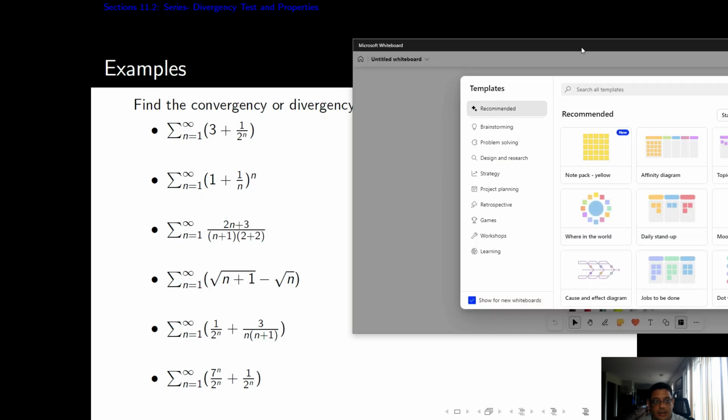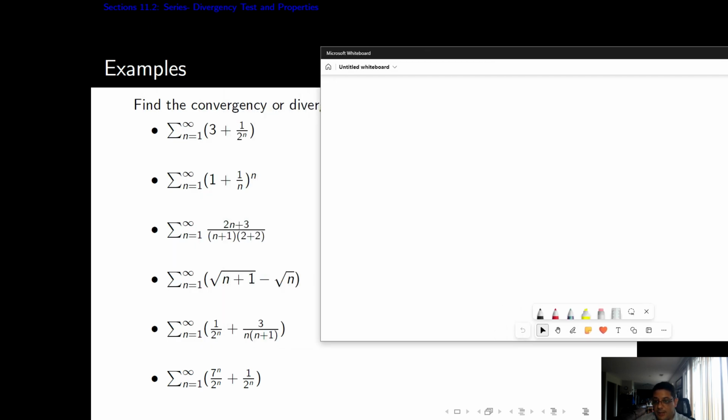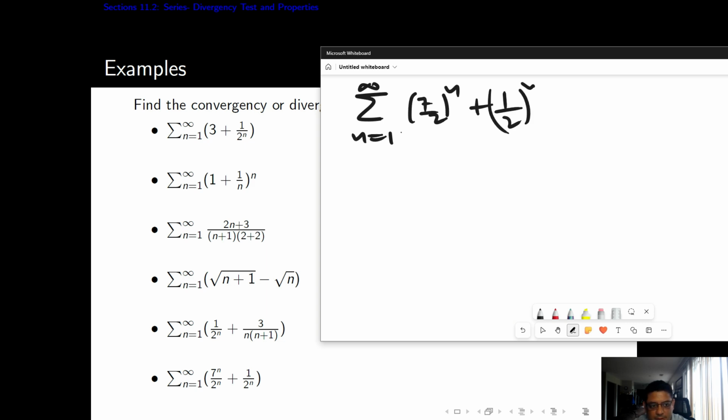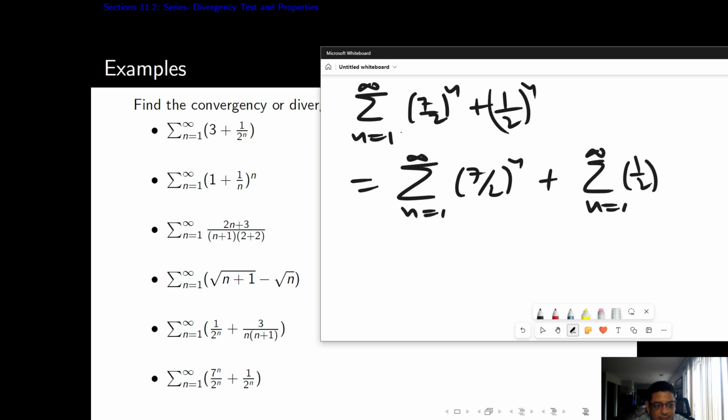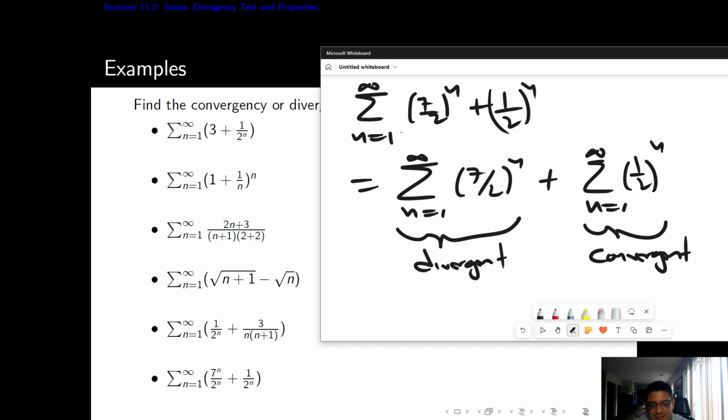Now let's take a look at some more examples. Notice that this series, the sum from n equals 1 to infinity of 7/2 to the n plus 1/2 to the n, I can separate as this one plus this one by properties of the sum of series. This one is going to be convergent by properties of the geometric series. But this one, by the same token, is divergent, since 7/2 is bigger than 1.